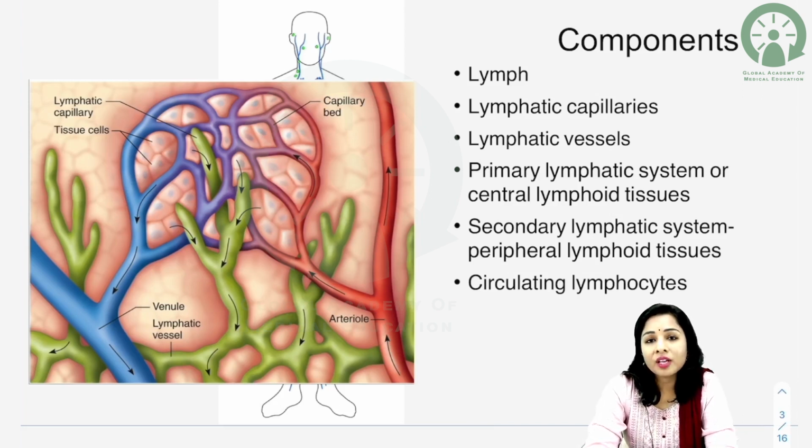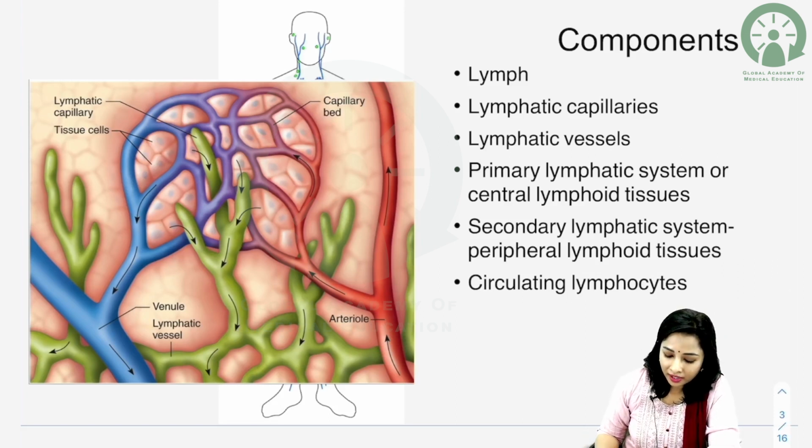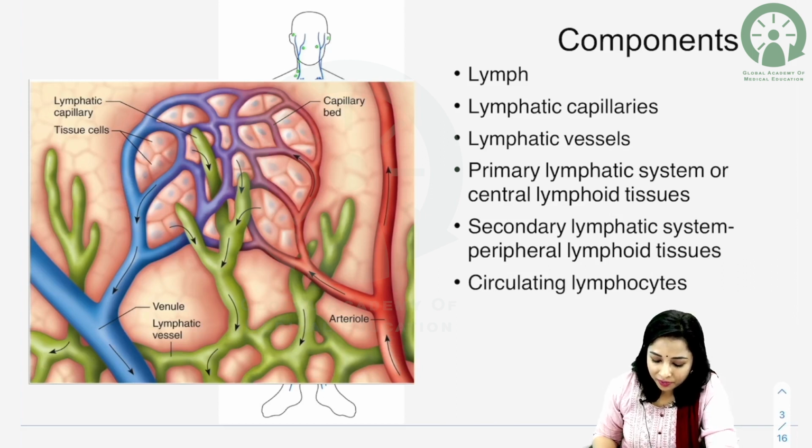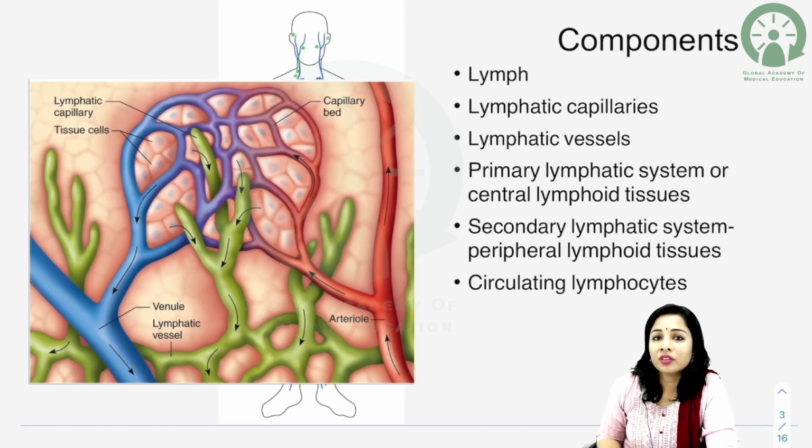And further, these lymph capillaries join to form lymph vessels, and lymph vessels drain through the secondary and primary lymphoid tissues. Secondary lymphoid tissues are the lymph nodes, which are present at every region of our body. These are the peripheral lymph nodes, and apart from the lymph nodes, even the tonsils and the gut associated lymphatic tissue or mucosa associated lymphatic tissue all come under peripheral lymphoid tissues.